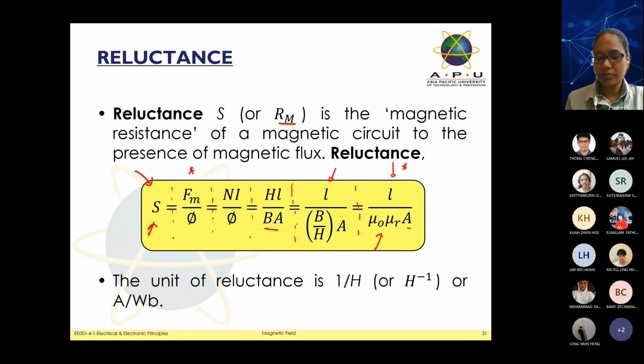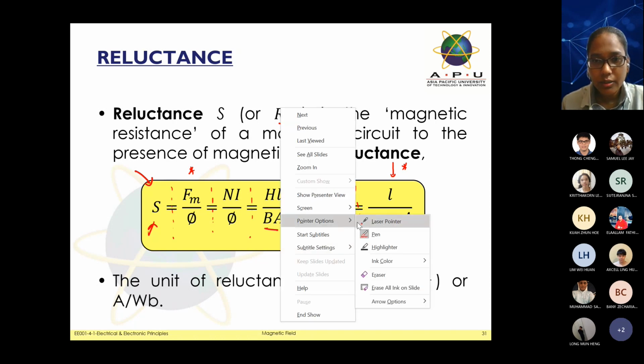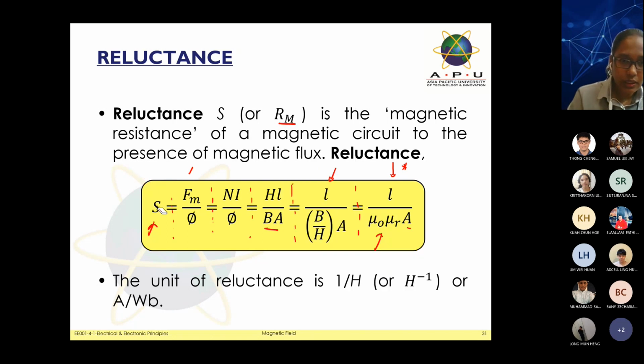All right, before I forget, I just want to let you know, it is better for you to write down these equations. Those who have your notes with you, whether using a tab or a notebook, write these equations. Each equation is related, and at the end they all represent reluctance. Take your time and write them down.